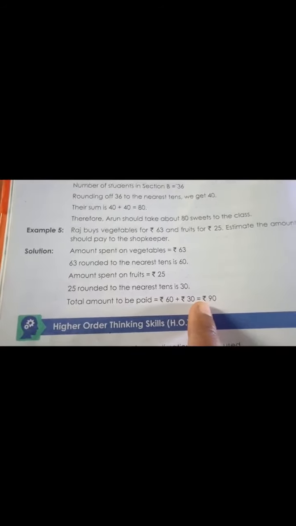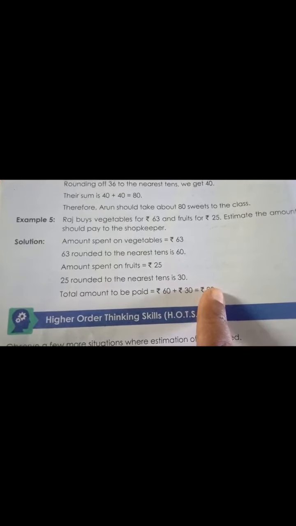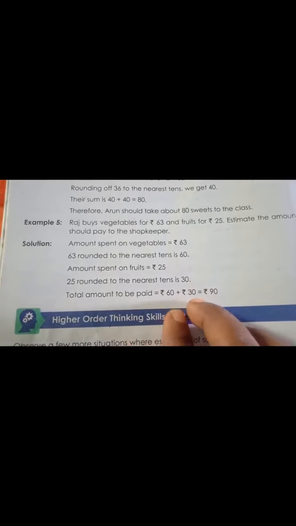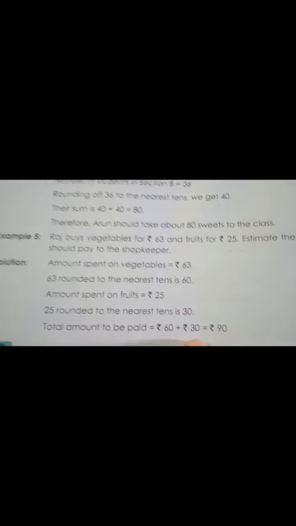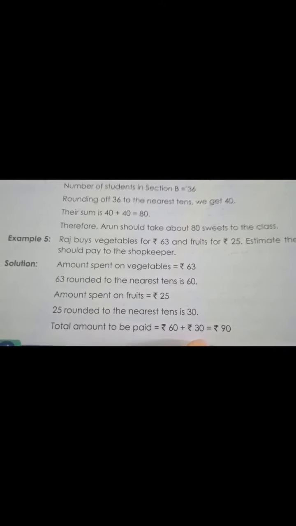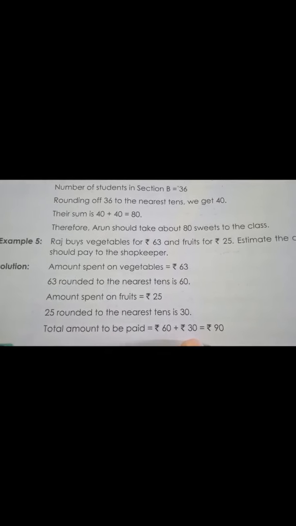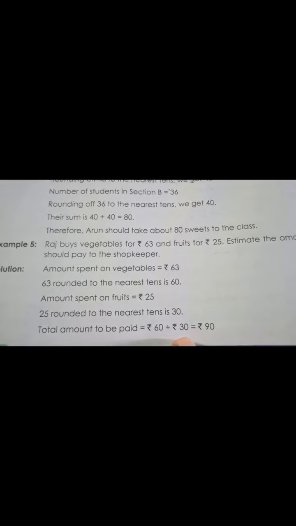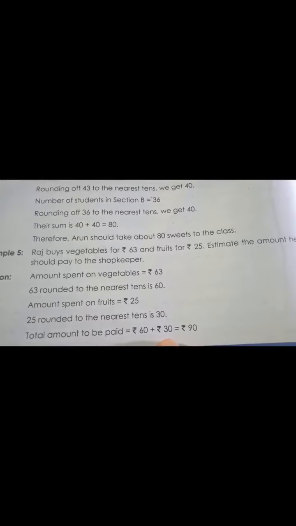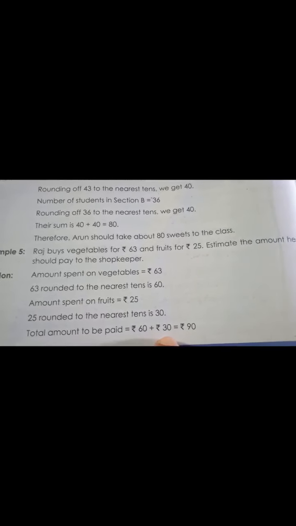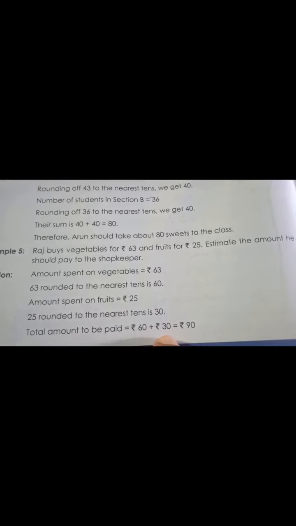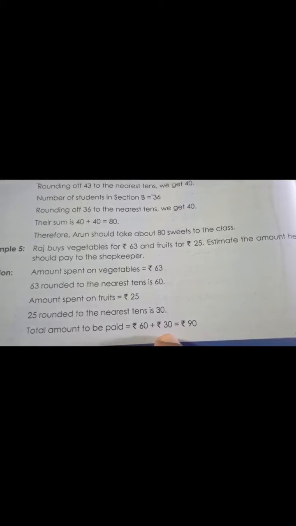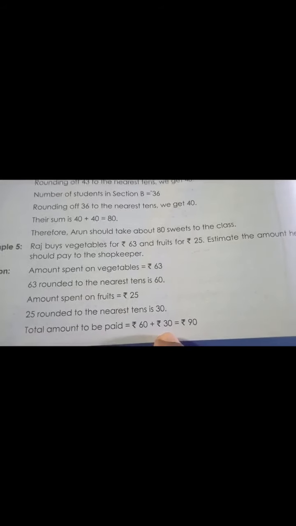Understood? Now the total amount spent is 60 plus 30 is equal to 90. Estimated the sum. Understood children? How much? 90 rupees. If you estimate the amount, 90 rupees came. Raj buys vegetables for 63 rupees, children, and fruits for 25 rupees. Estimate the amount he should pay to the shopkeeper.